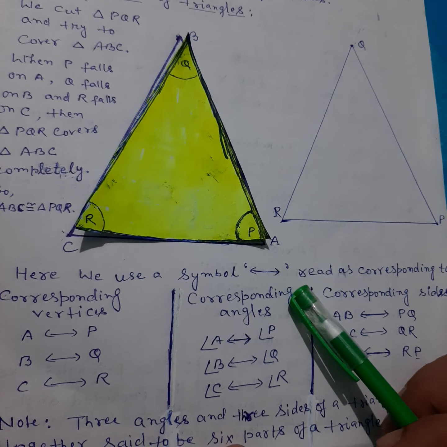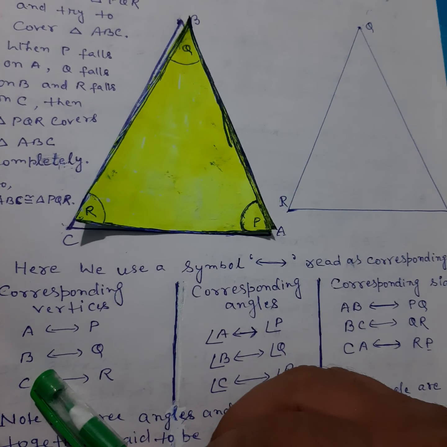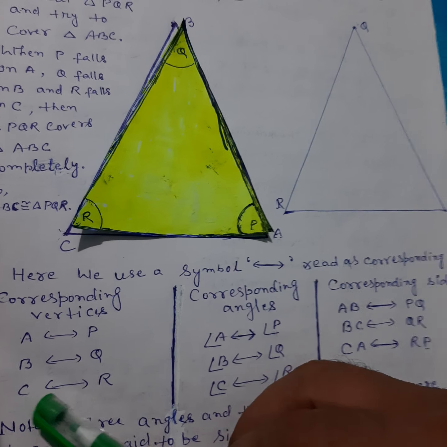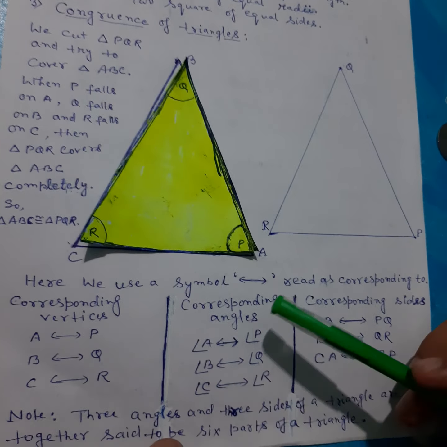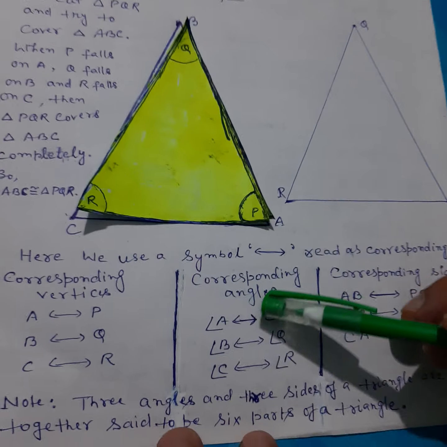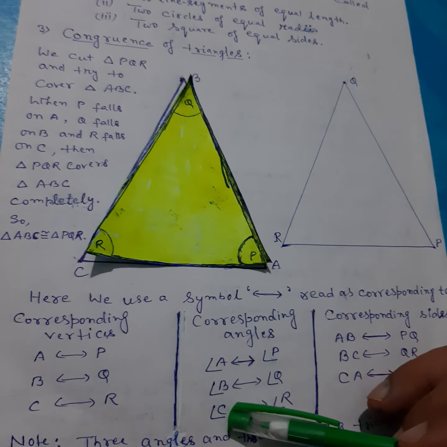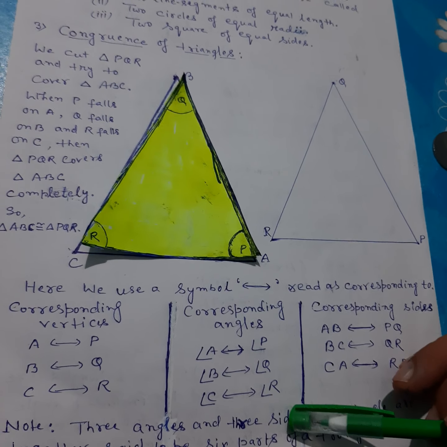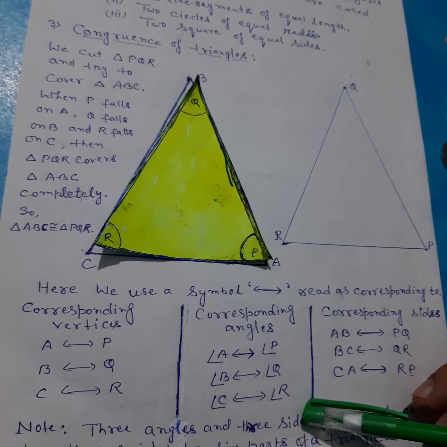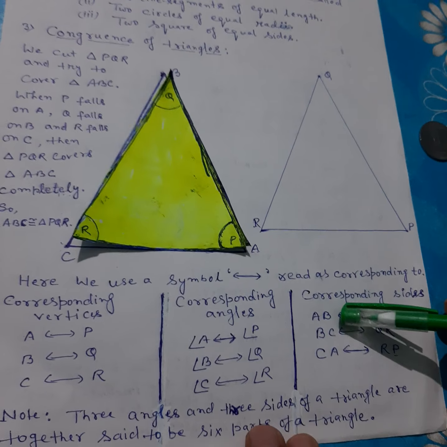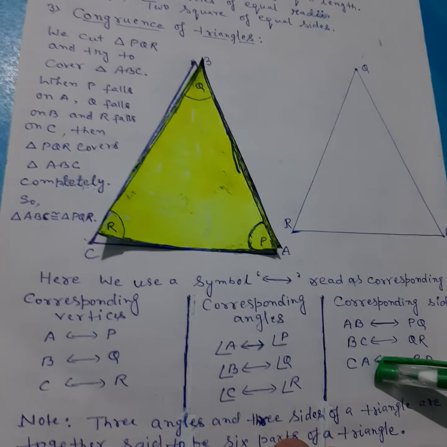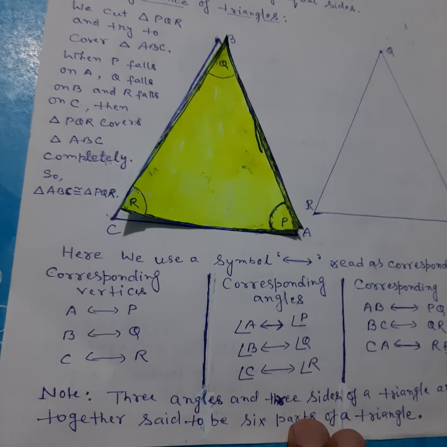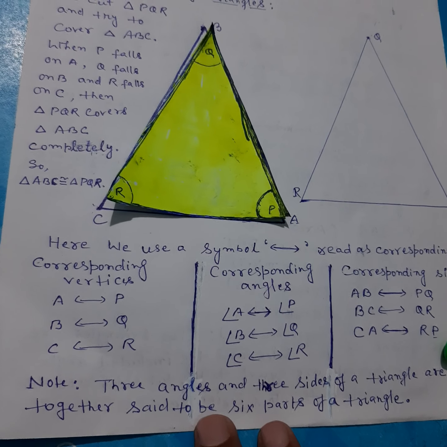This symbol is read as corresponding to: ABC corresponding to PQR. These are corresponding vertices. In the same way, observe here: angle ABC is covered by angle PQR, so these are corresponding angles. In the same way, AB, BC and CA cover PQ, QR and RP, so these are corresponding sides.